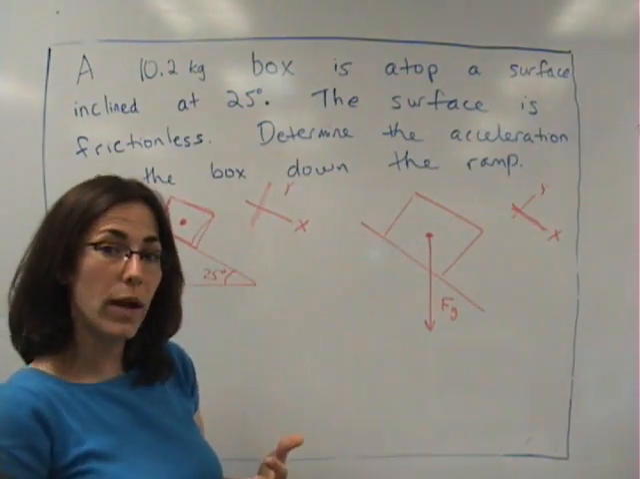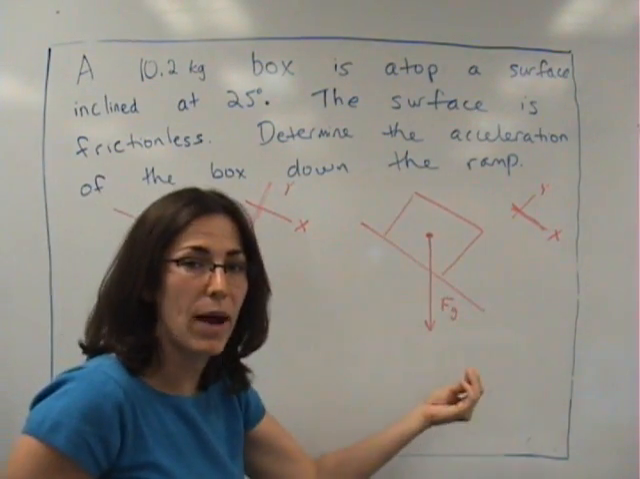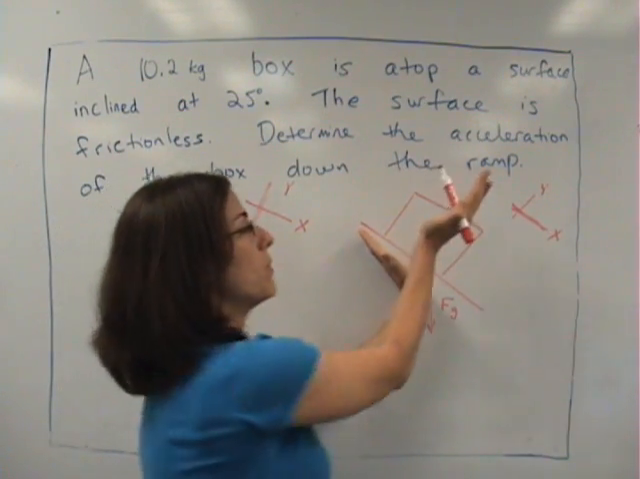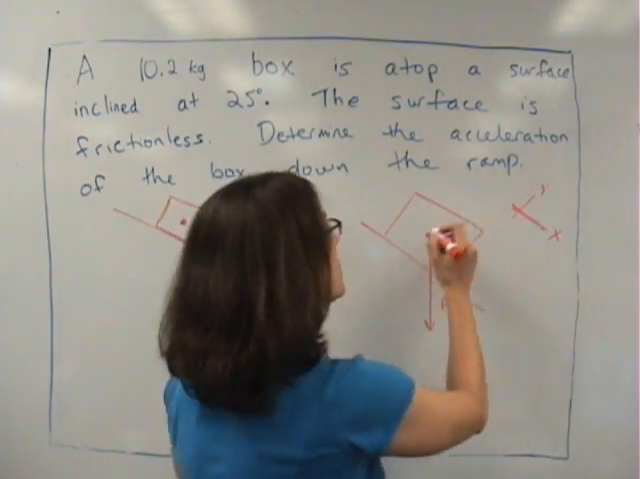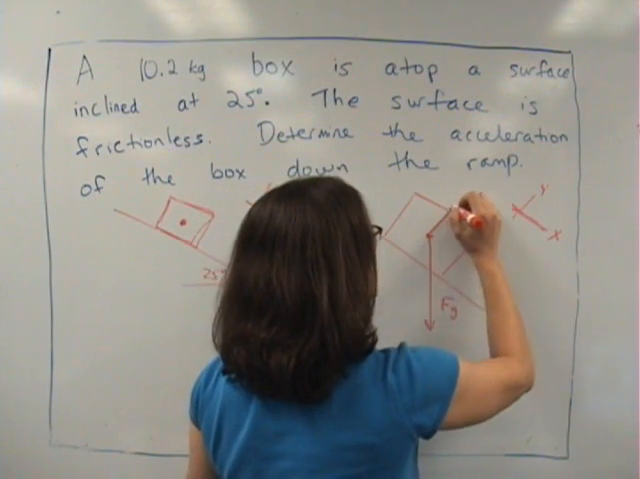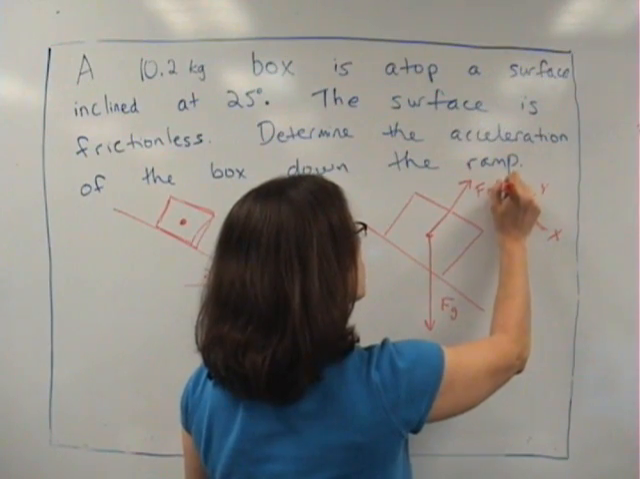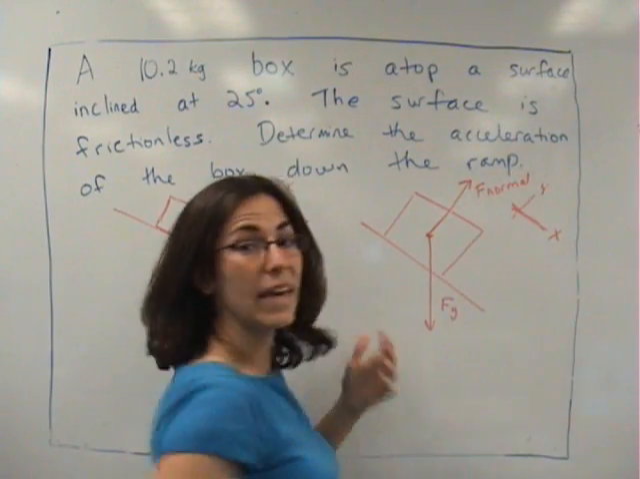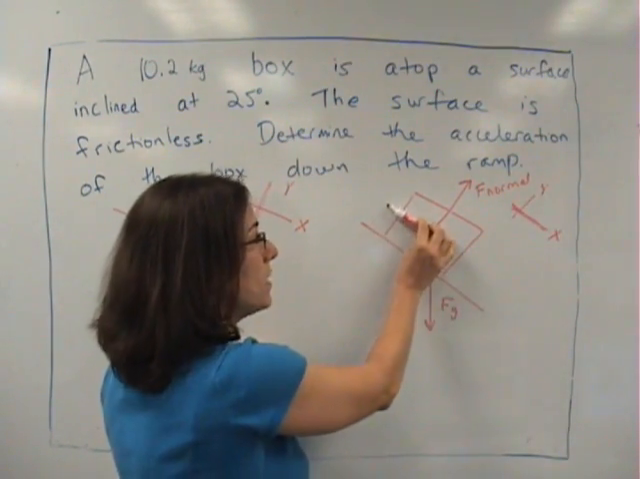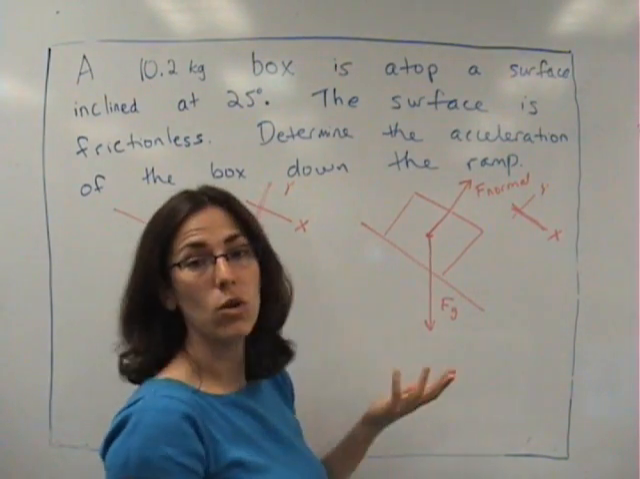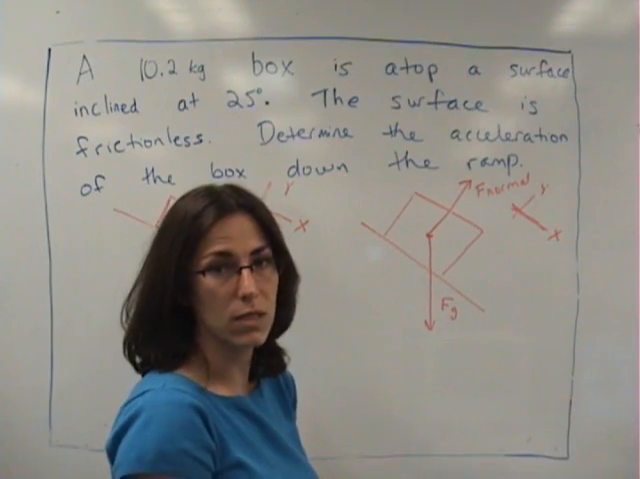There's another force that's going on as well. Not only is the whole earth pulling the box down, but the box is in contact with the surface, and surfaces push perpendicular to themselves. So there's going to be a normal force, a force from a surface that's perpendicular to the surface. I'm going to label that F normal, normal force. If there were friction, it might be this way, up the ramp, parallel to the ramp. In this case, it says ignore friction. So I only have to write these two forces.